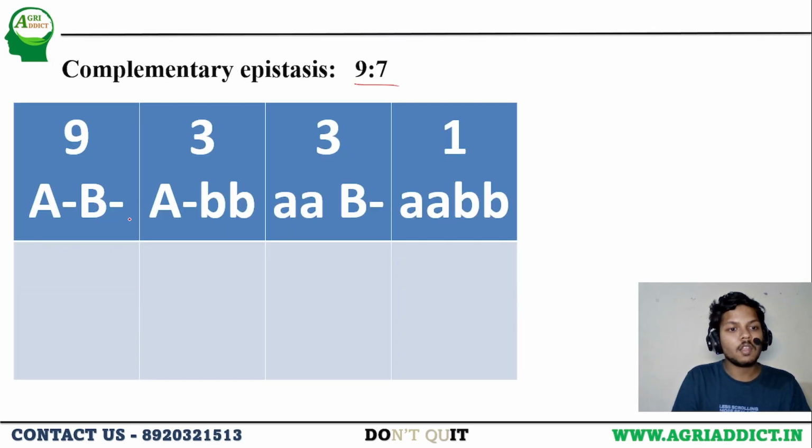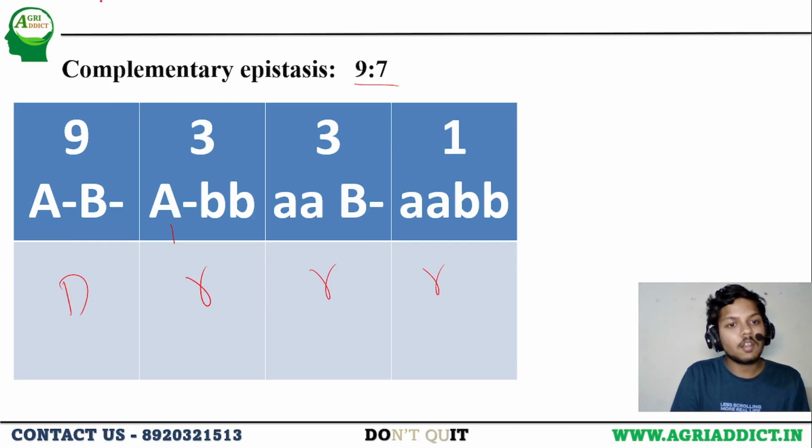Means here both are in dominant, so dominant will be expressed. Here only A is dominant, so it will be expressed as recessive trait. Here only one gene is dominant, so the dominant trait will not be expressed. Here also only one gene is in dominant condition, so the recessive trait will be expressed. Here both are in recessive, so obviously the recessive trait will be expressed.